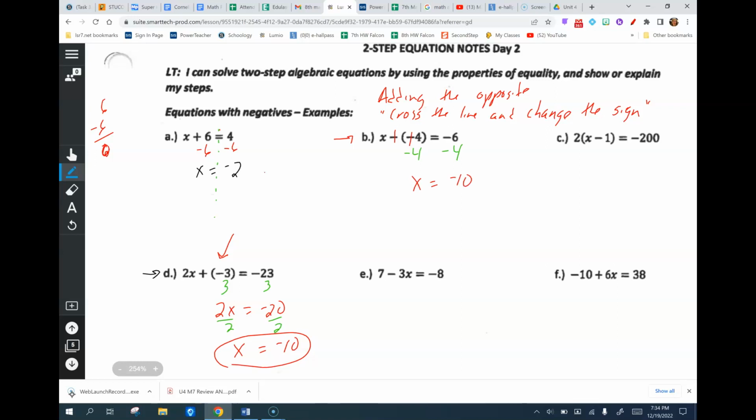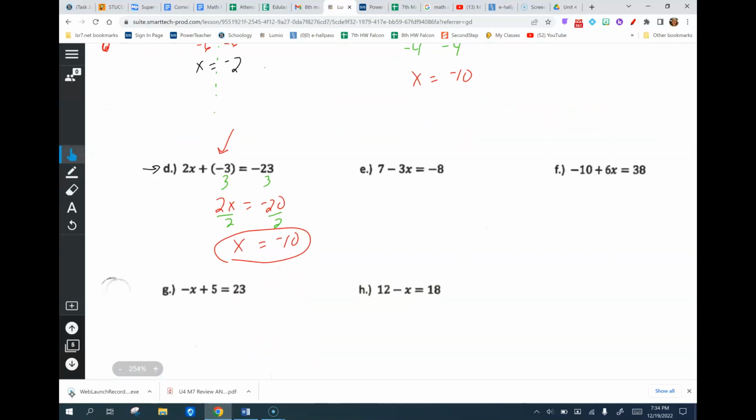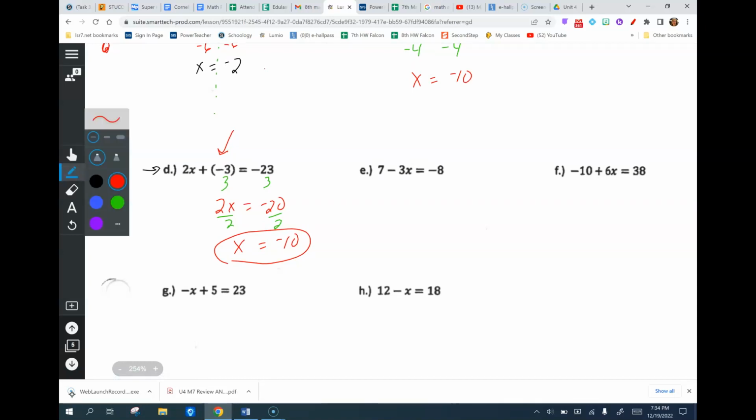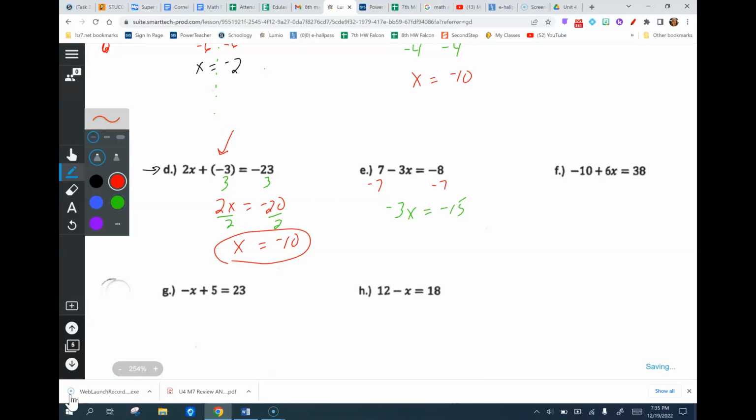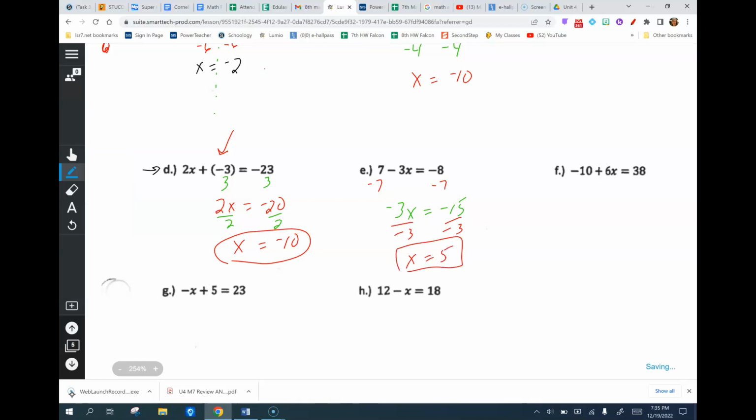Okay, look at E. That can sometimes be a tricky one. Look at E, right down here. So on E, I have a 7. I want to get rid of a 7. If I have a 7, I have to make it add to 0. That means I have to add a negative 7 or subtract 7 from both sides. So I get negative 3x is equal to negative 15. Now I'm going to divide by a negative 3. I get x is equal to 5.